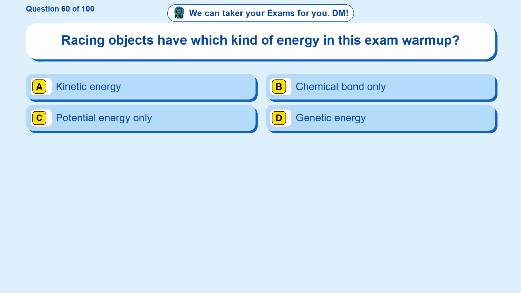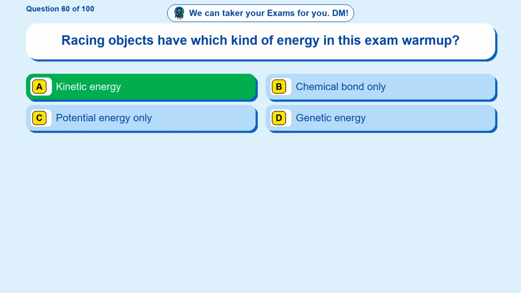Question 60. Racing objects have which kind of energy in this exam warm-up? Option A, kinetic energy. Option B, chemical bond only. Option C, potential energy only. Option D, genetic energy. The correct answer is option A.